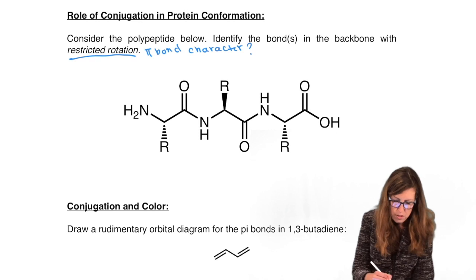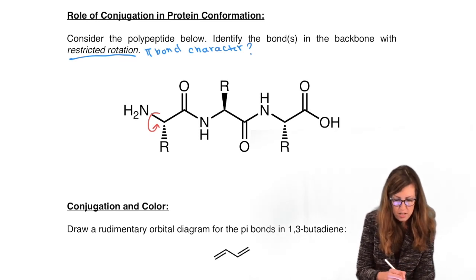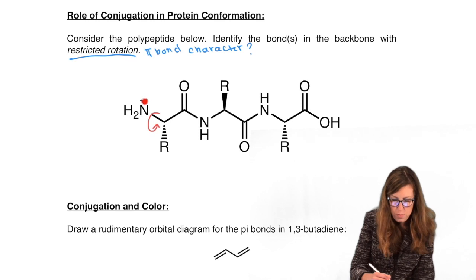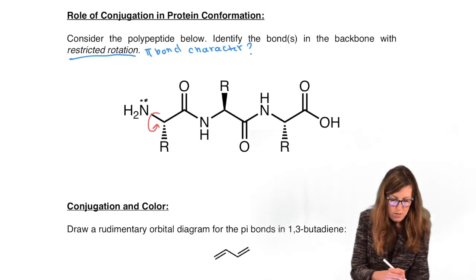Can we rotate here? Sure, why not? There's no reason for it to have pi bond character because even though I have a lone pair here, I don't see any way for it to be conjugated to allow for pi bond character. So remember, when we have conjugation, we have pi bond character. Can we rotate?